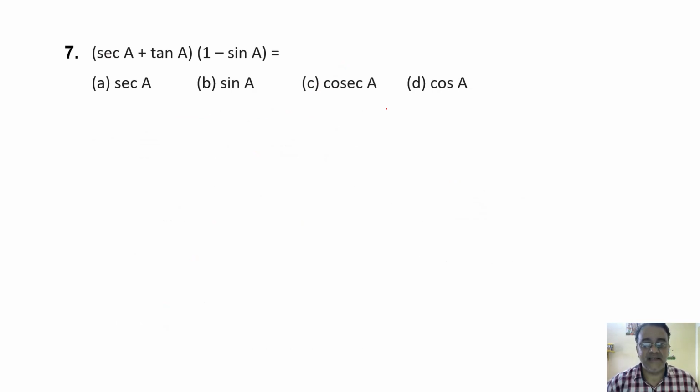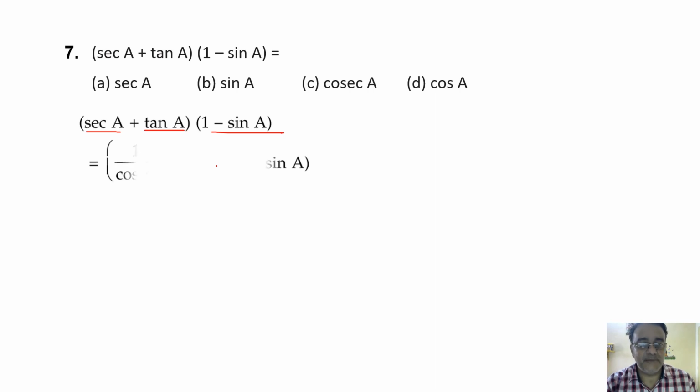Sec A plus tan A into 1 minus sin A is equals to dash. So here also I would like to change every term in terms of sin and cos. Here it is already given in sin form. Now how will you write sec A? 1 by cos A. Tan A? Sin A upon cos A. Very good. Sin A upon cos A.